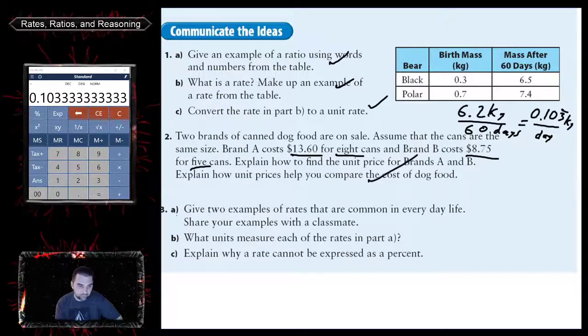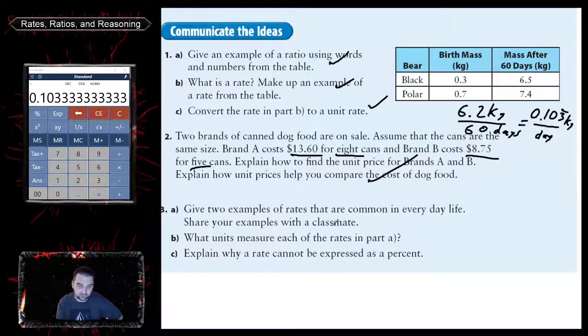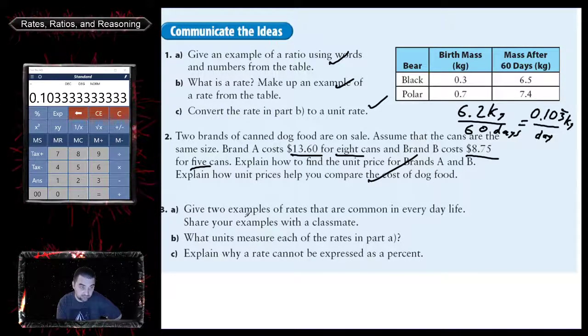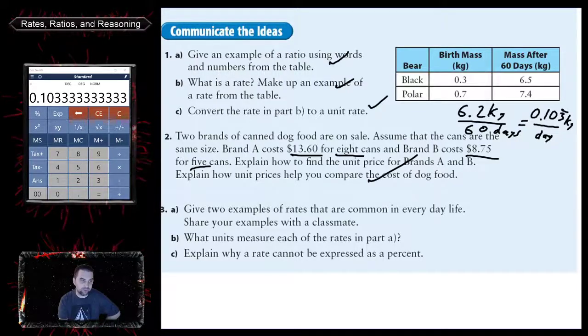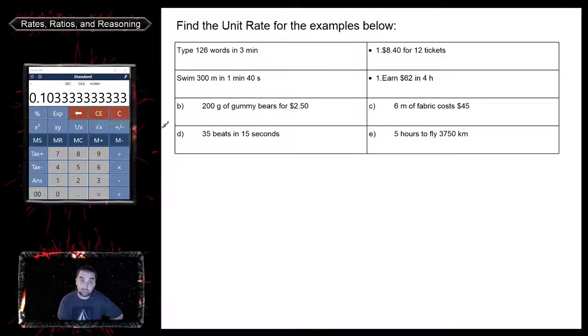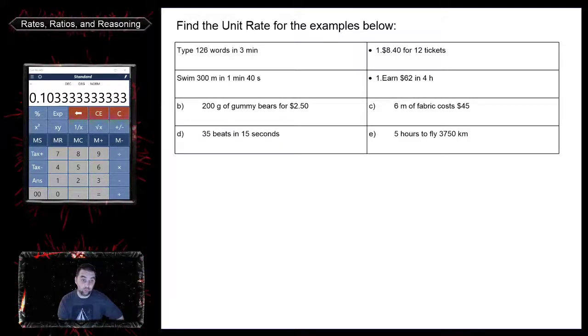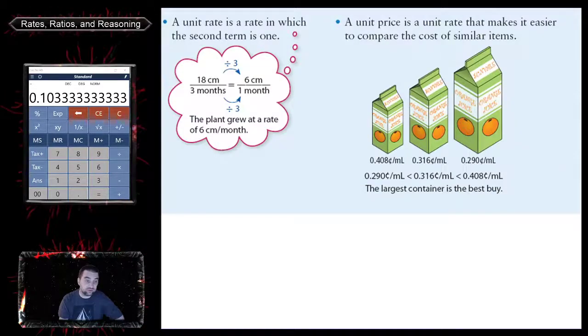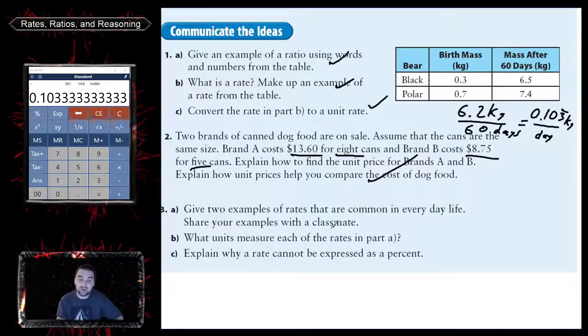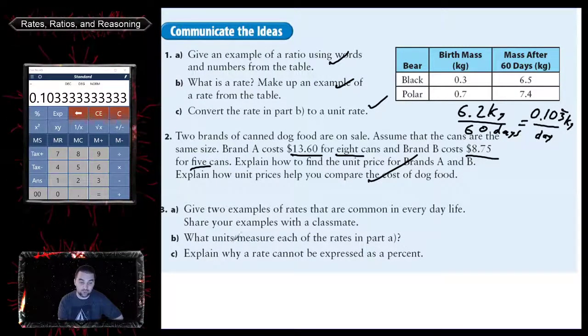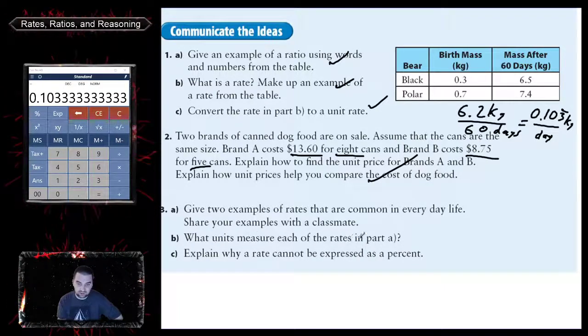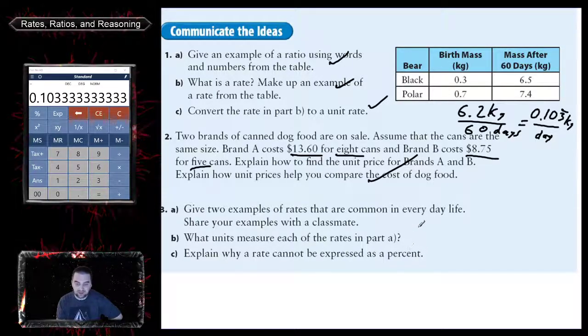Okay, number 3. Give 2 examples of rates that are common in everyday life. Share your examples with a classmate. Yeah, and we had a whole page full of that stuff right before this. So beats per second, beats per minute, speeds, meters per second, kilometers per hour, typing, words per minute, cost of something per item. You know, there's so many examples of rates that you could use here. What units measure in each of the rates in part A, I just said them out loud. And explain why a rate cannot be expressed as a percentage.